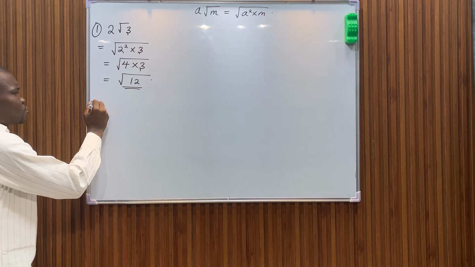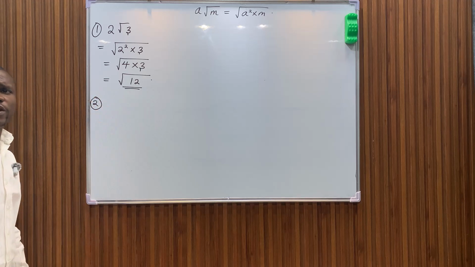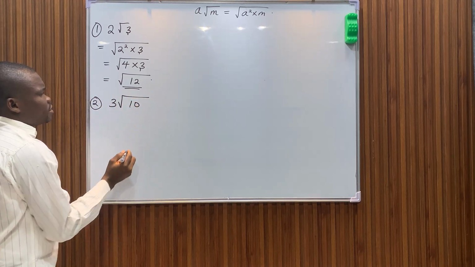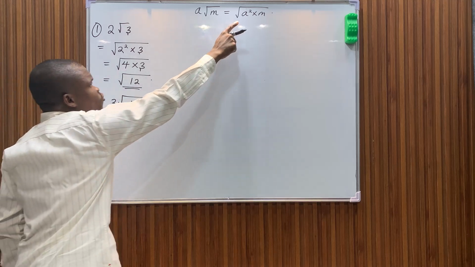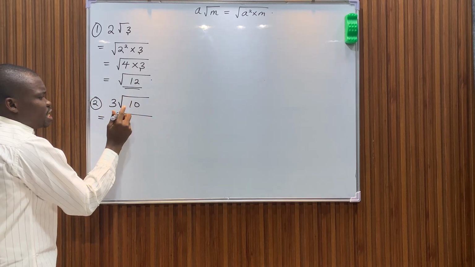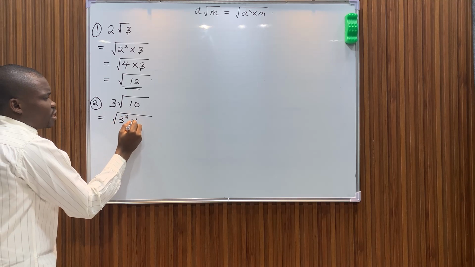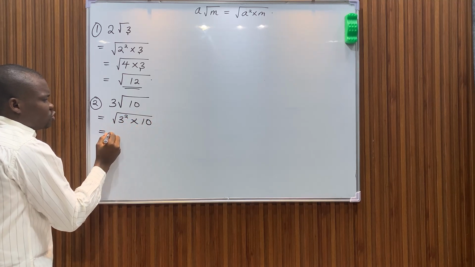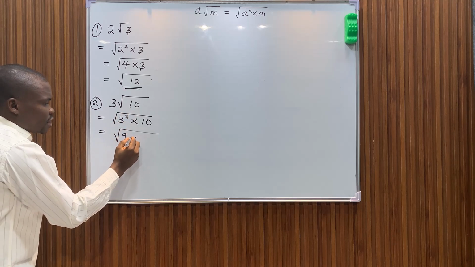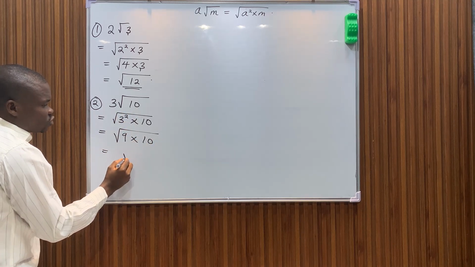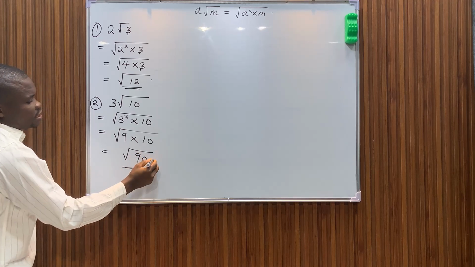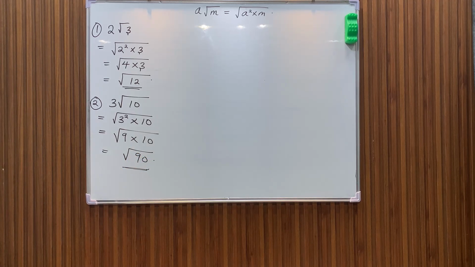Now, number 2. We are asked to express this as a square root of a single surd, 3 root 10. So applying the same rule here, when we push this 3 in here, we have 3 squared times 10. So this will give us the square root of 3 squared, which is 9, times 10. So this will give us the square root of 9 times 10, which is 90. And that's the answer. I hope you get that.